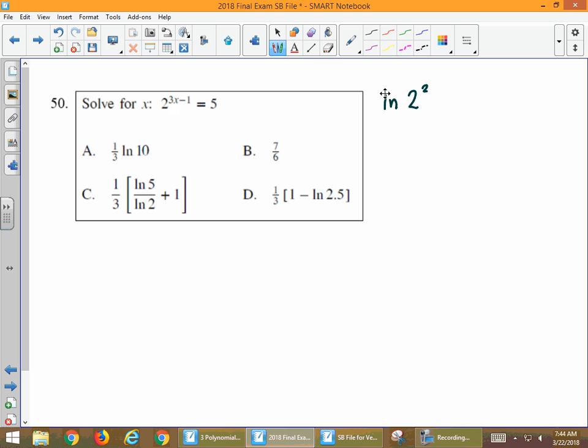With this problem, it doesn't matter which you use. If you use log, you would just have to know that ln would give you an equivalent answer as long as you did the same thing to both sides. So here, when I take the ln of 2 to the 3x minus 1, I have to make sure I do that to the other side as well. And that allows me to pull down that exponent.